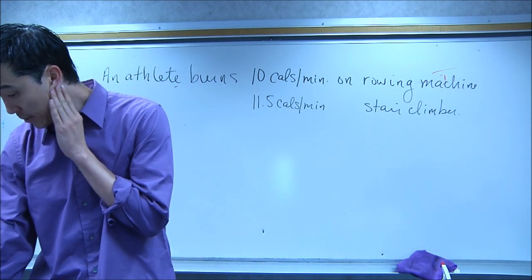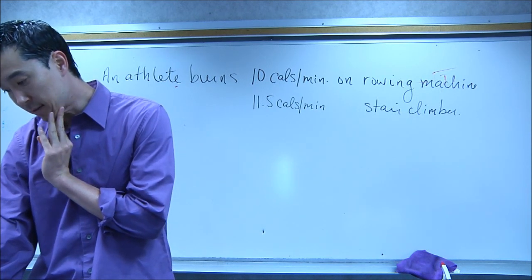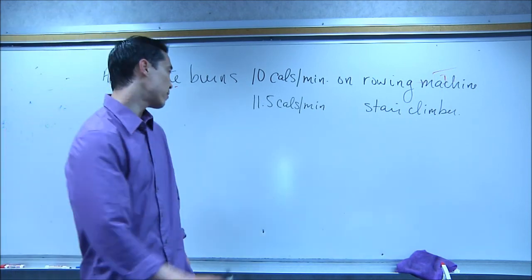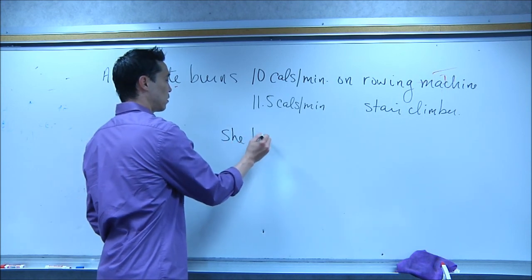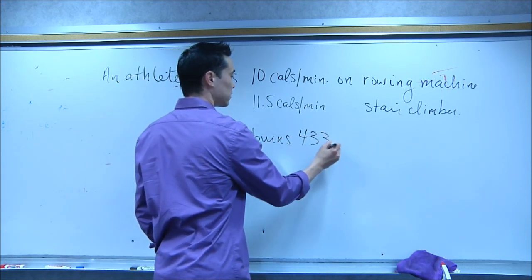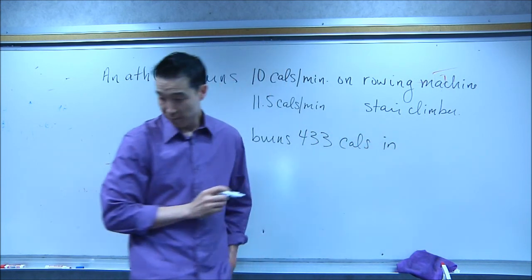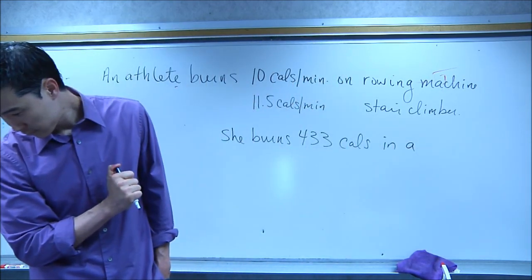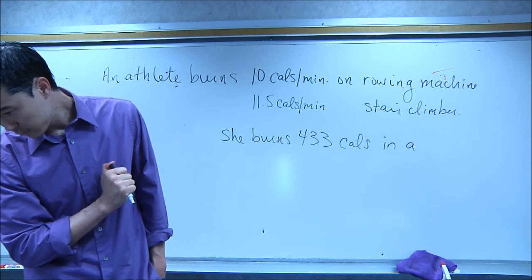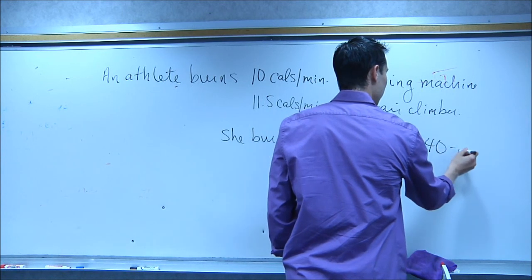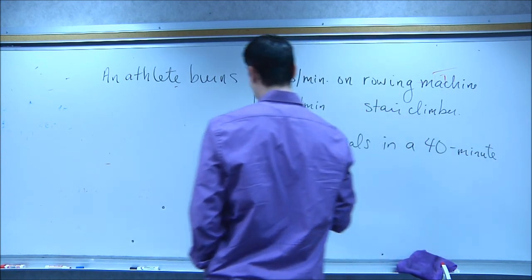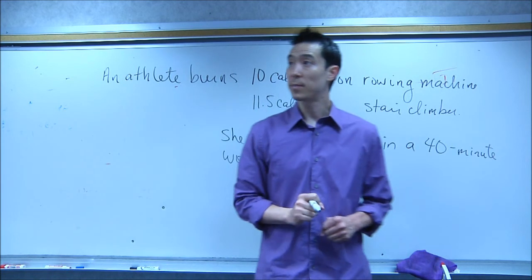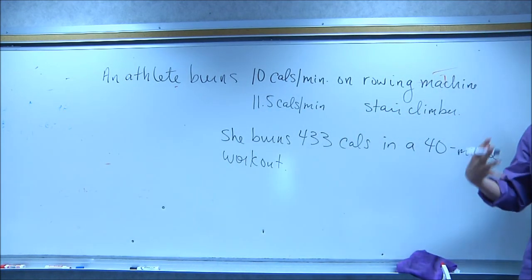If she uses both machines and burns 433 calories in a 40-minute workout, how many minutes did she spend on each machine? Okay. So she uses both machines and burns 433 calories in a 40-minute workout. Okay. So how much time did she spend on each machine? So the question is, how much time did she spend on the stair climber? And how much time did she spend on the rowing machine?